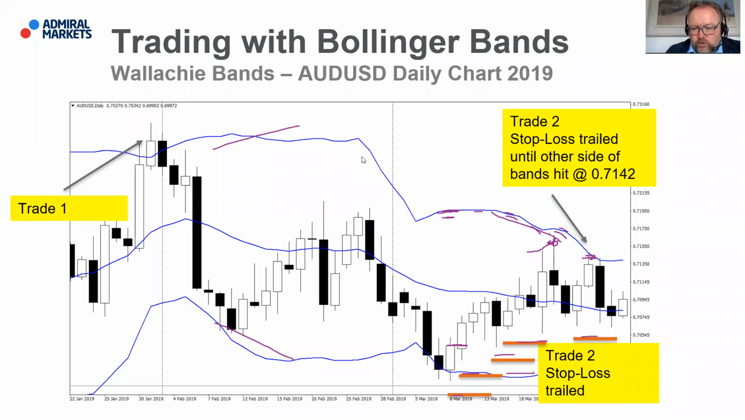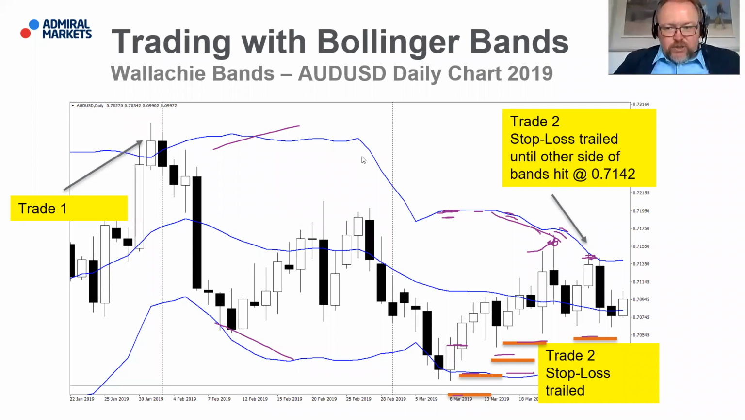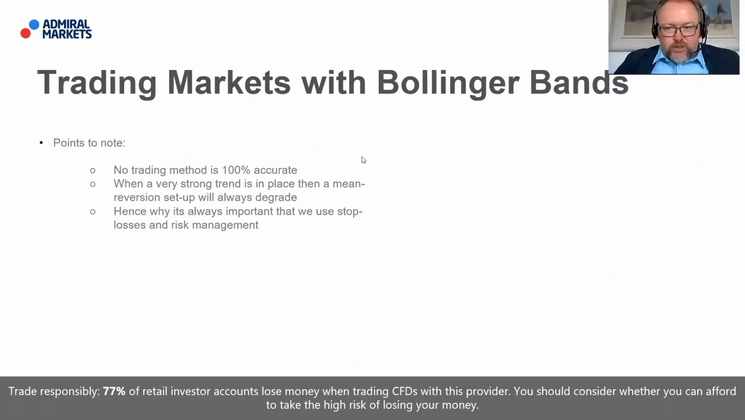So, as always, we're happy to talk about these trading methods, but no trading method is 100% accurate. We all wish they were, but the truth of the matter is they are not in any way, shape, or form. So just as I said, be aware when a very strong trend is in place, then a mean reversion setup might not always be the most ideal. And the performance will degrade, and that's why it's always important that we use stop losses and risk management. It's always why we have both a target and a trailing stop, just in case the market phase is about to change.